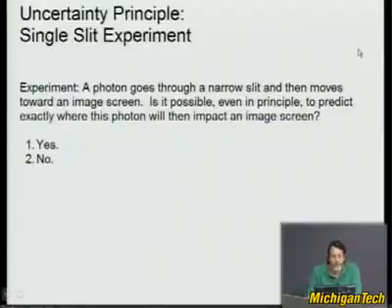Okay, so I like to phrase things in terms of questions because this brings things up very clearly in my mind because it makes me think things through. They're sort of like concept tests. So let's say you have a photon that goes through a narrow slit and then moves toward an image screen. Is it possible, even in principle, to predict exactly where this photon will impact that image screen? So you can think yes or no. If you want to contemplate this, you can stop the video.